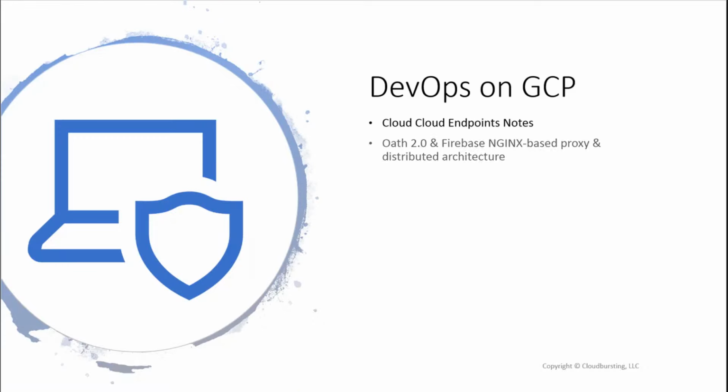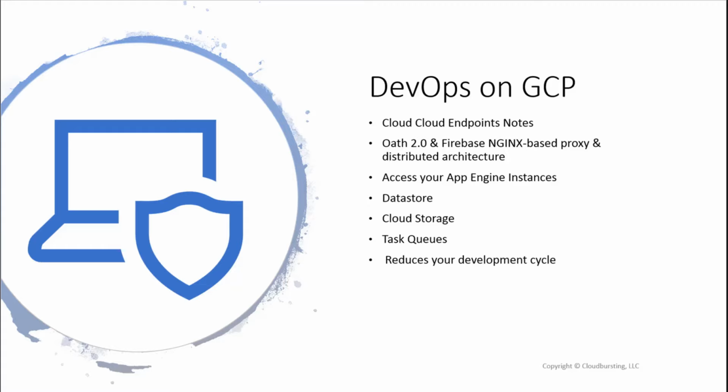Now, some other notes on Cloud Endpoints. It supports OAuth 2.0. It is a Firebase Nginx proxy, and it is a distributed architecture. It supports Datastore, Cloud Storage, and also provides what's called task queues as well. And the goal of using this is to reduce your development cycle. And right now it's mainly Java and Python that's supported.